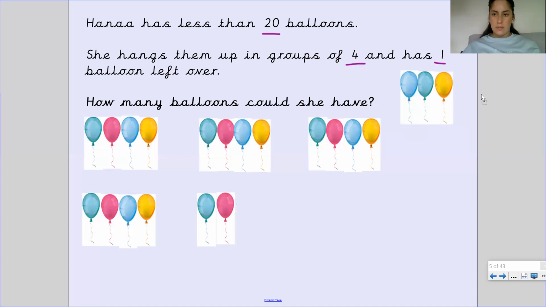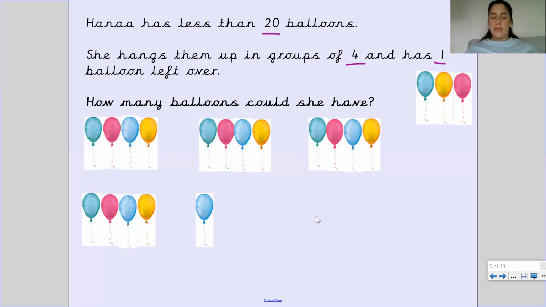But if I was to have 4, 8, 12, 16 balloons and have 1 remaining, so 4 groups of 4 and have 1 remaining, I will have 17 balloons, and that is less than 20 balloons. So this is how I could do it.